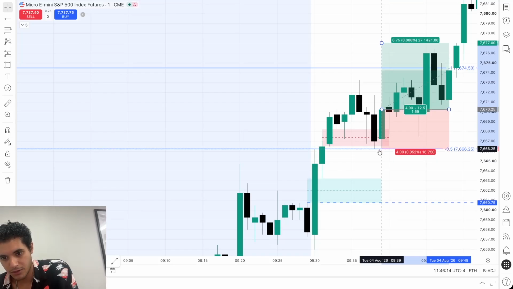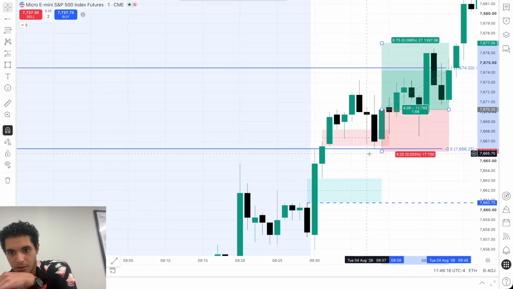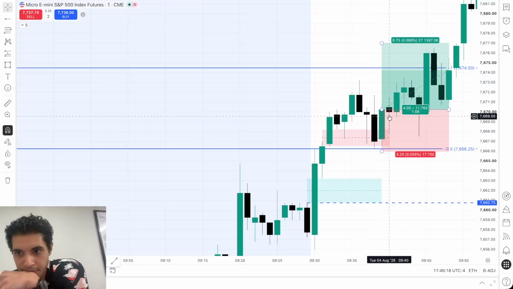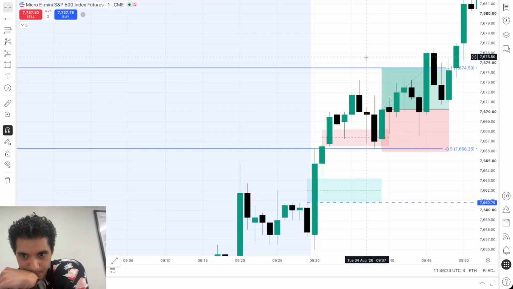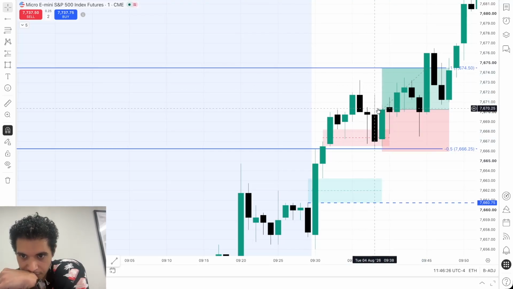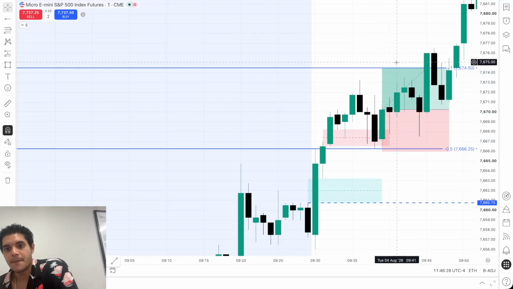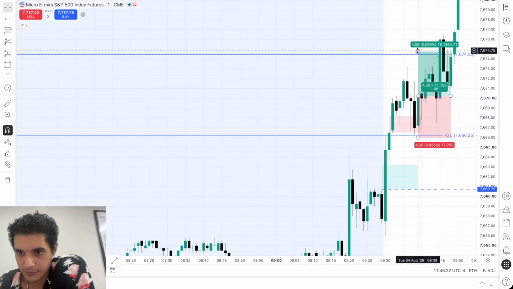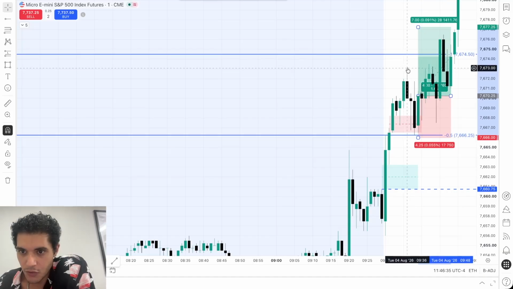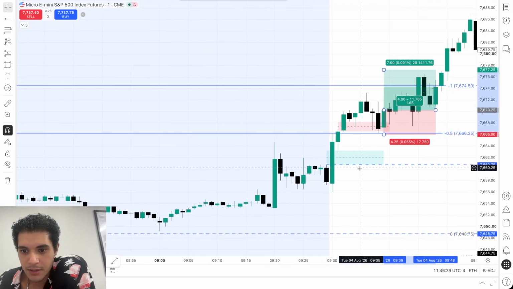Stop loss, one tick below the low, right here. Yes, you could target this one, but you would probably target even higher, if you're expecting this high to break reasonably. Okay.